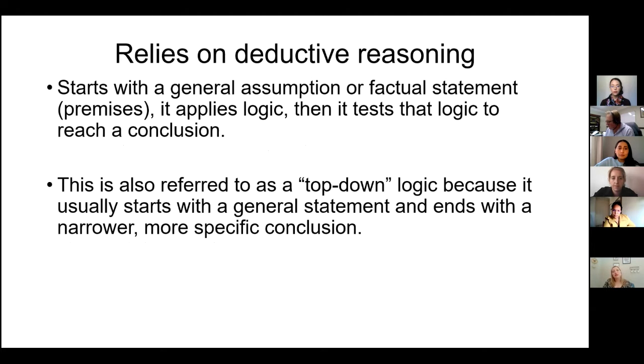Okay, Jaco showed us a very nice figure where he compared quantitative and qualitative research. And as the figure suggested, quantitative research relies on deductive reasoning. So what is deductive reasoning? It is something that starts with an assumption that is very general or factual. It applies logic and then tests that logic to reach a conclusion. And it's usually referred to as top-down logic because it starts with a very general statement and ends with a narrow, more specific conclusion.